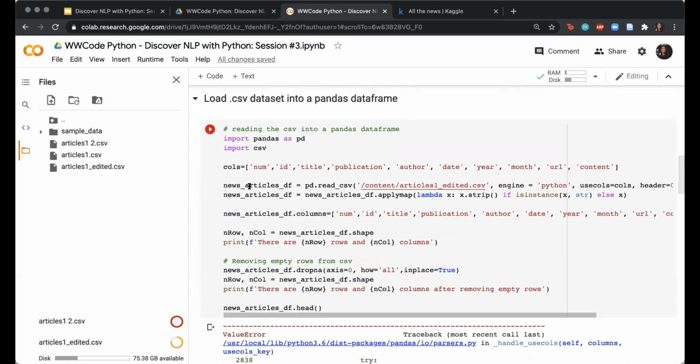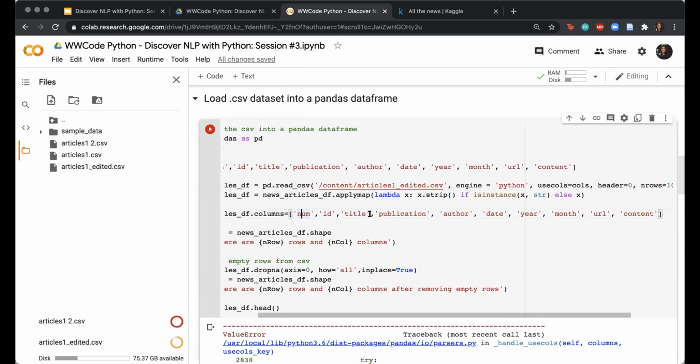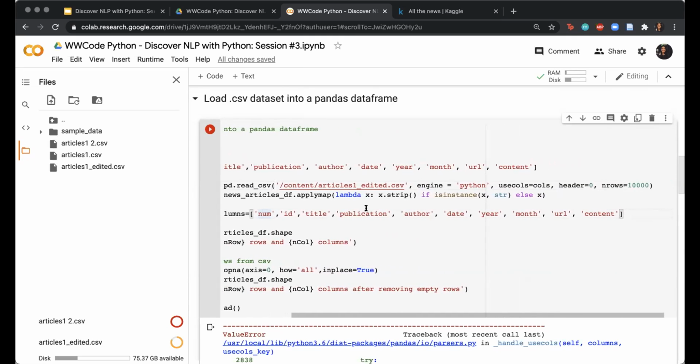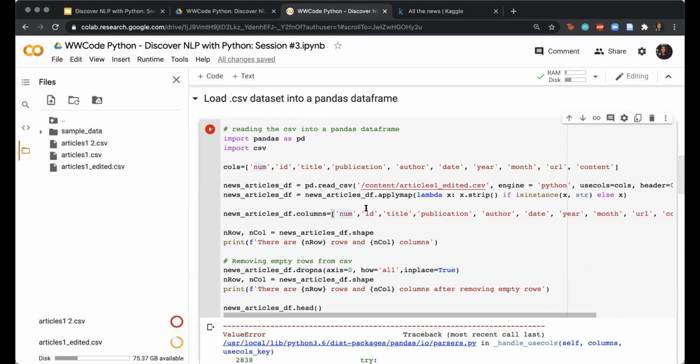To load the CSV file, we are going to use pandas. So these are the columns, and we are going to read the file using the pd.read_csv command, which is the function present in the pandas library. Then we are going to apply these columns on the data set we have. These are the columns, as you can see.